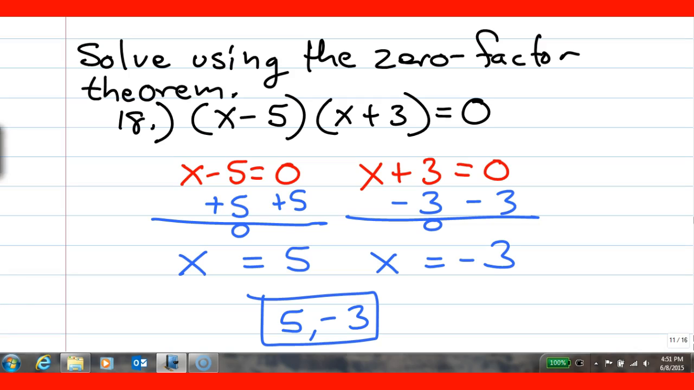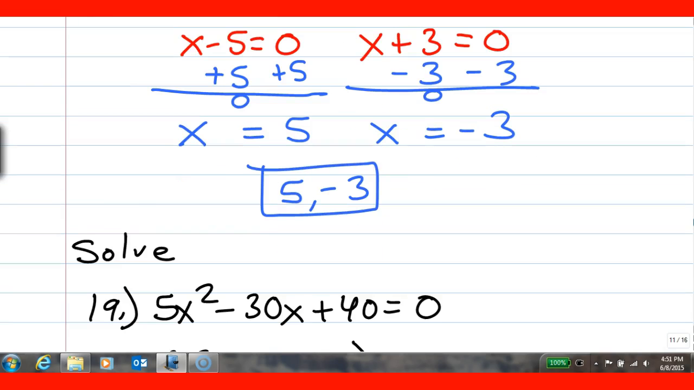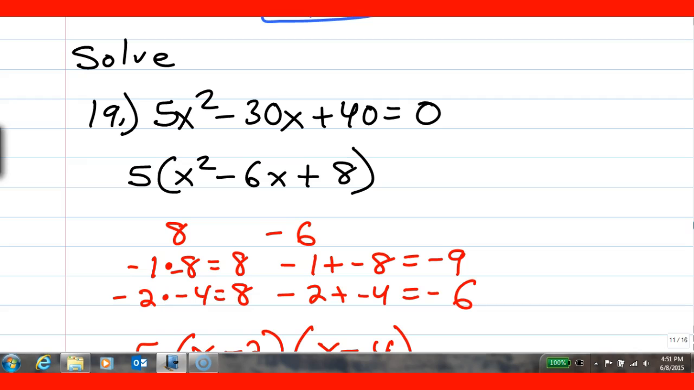Do not put these answers into parentheses. Remember, the parentheses are for ordered pairs, and we're not dealing with ordered pairs at this time. So it's just going to be the answer with a comma in between the two answers, or 3 answers or 4, however many you end up with.